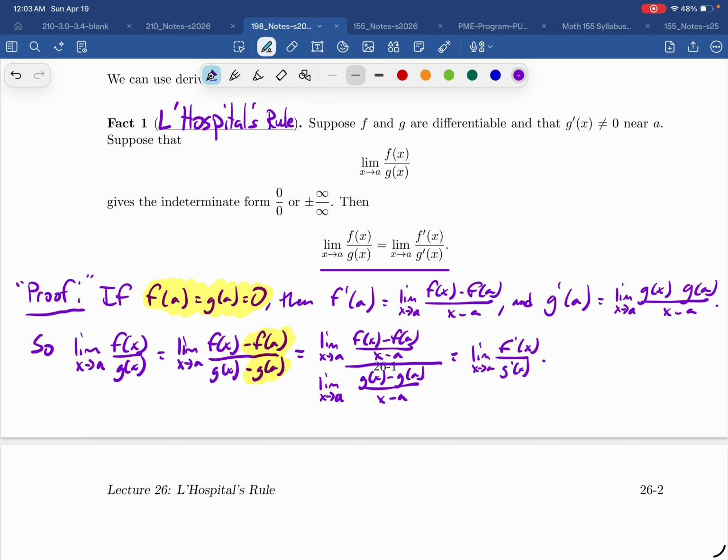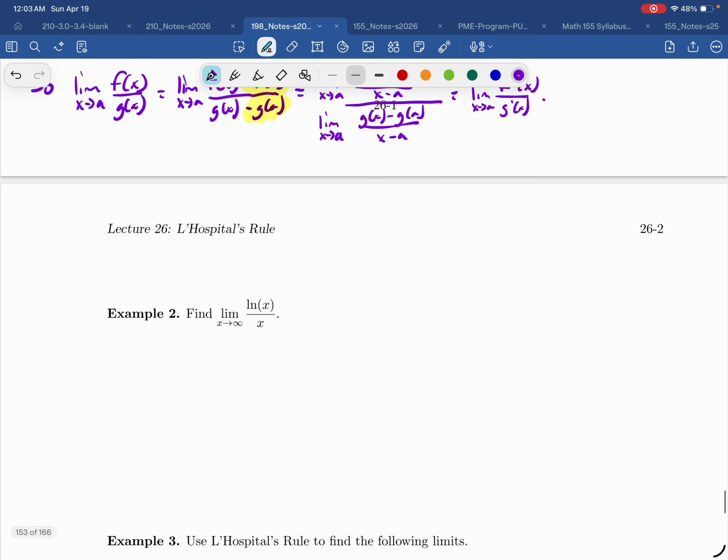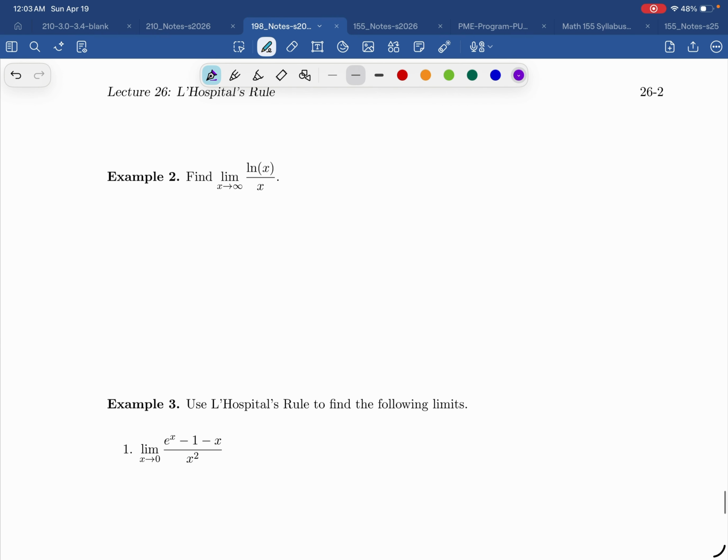Now, this is, again, a simplified proof. It's not quite this simple. The book mentions you really need a generalized version of the mean value theorem, but this is a basic proof. You can do something similar with infinity over infinity. So anyway, this is not the quotient rule. This is something much easier.